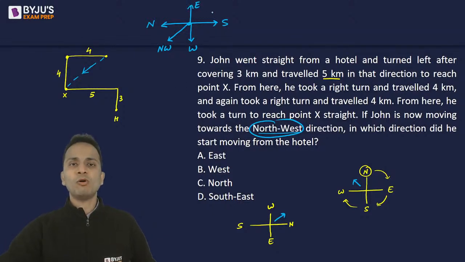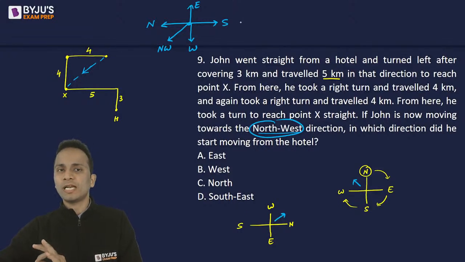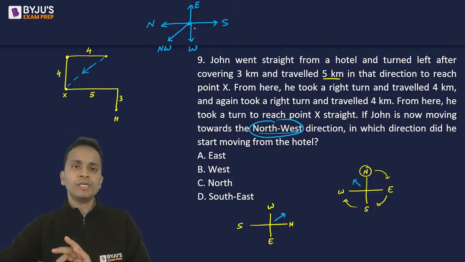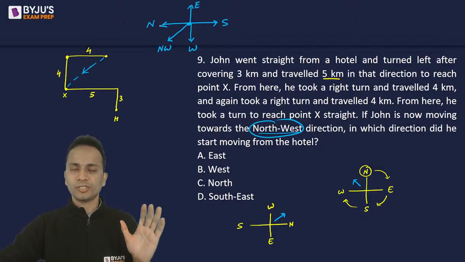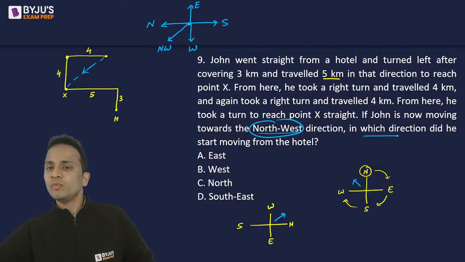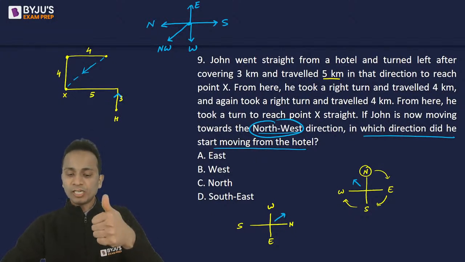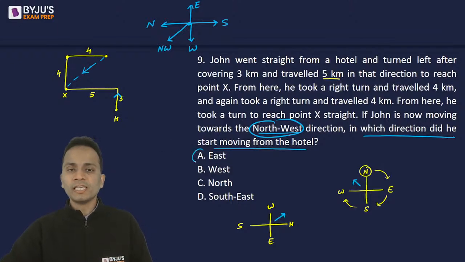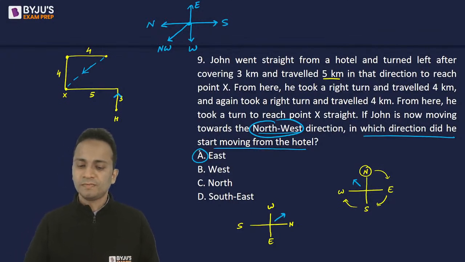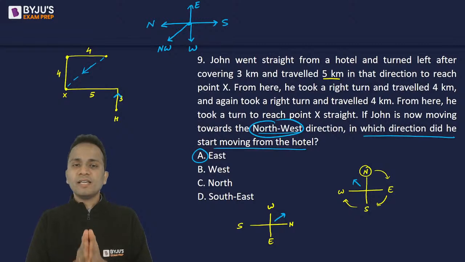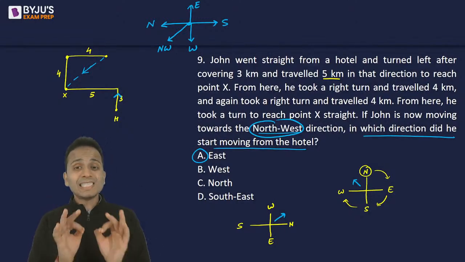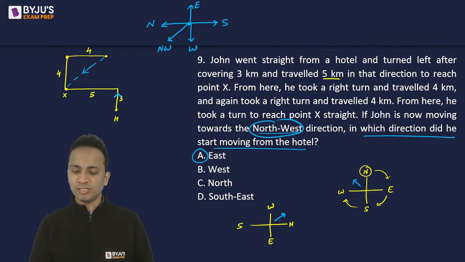So we are talking about these 4 directions that I have already drawn at the top of the screen. East will be upwards, south will be on the right hand side, west will be downwards, and north will be leftwards. Okay. Now the question was, in which direction did he start moving from the hotel? From the hotel, he started moving in the upward direction. Upward direction is east. So the correct answer will be option A. Okay, so option A is the correct answer of question number 9. This is how we solve such questions.